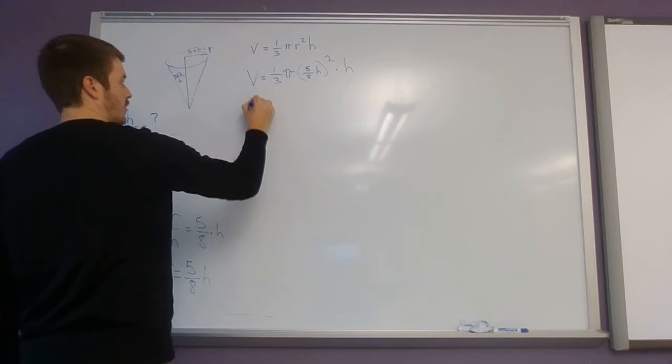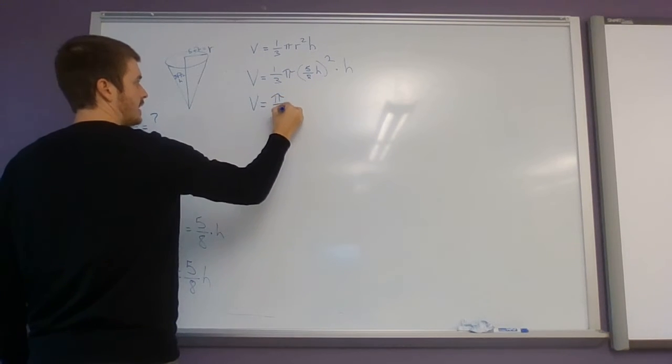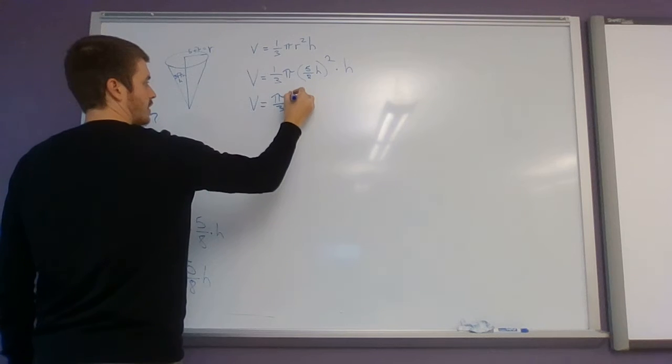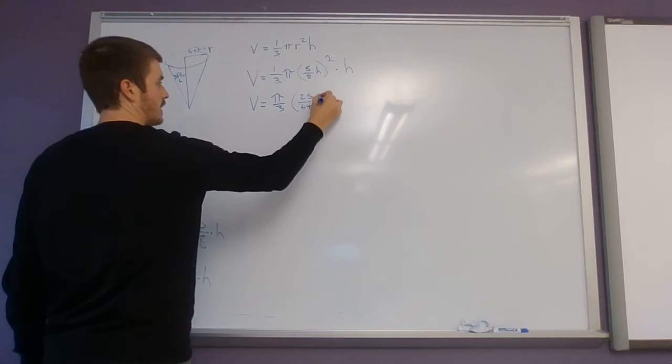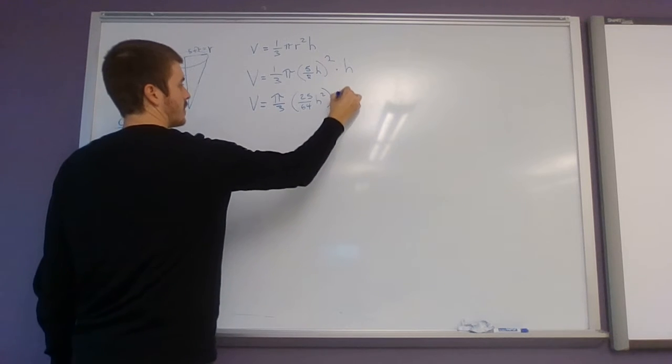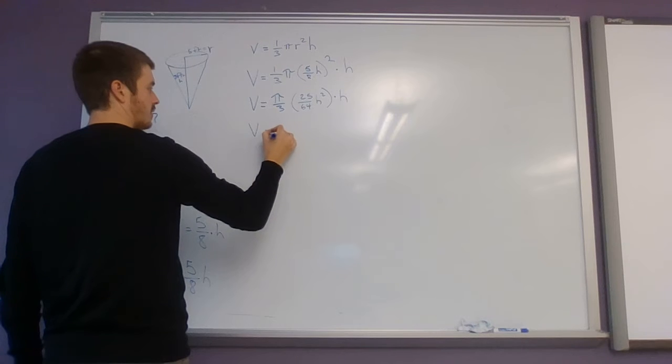We'll go ahead and simplify this a bit. 1/3 pi, I'm going to just write that as pi over 3. Square everything in there: 25 over 64 h squared times h. And I'm going to get my h terms together there.